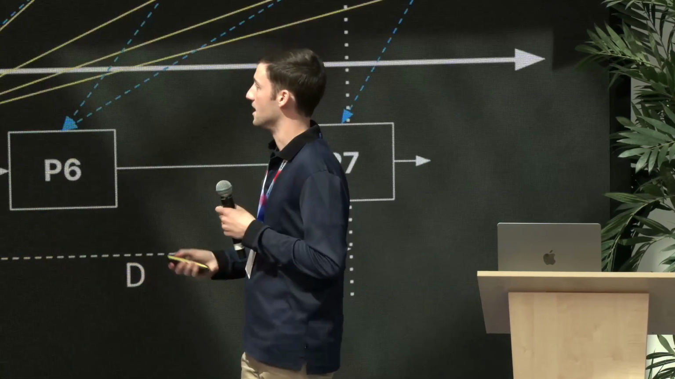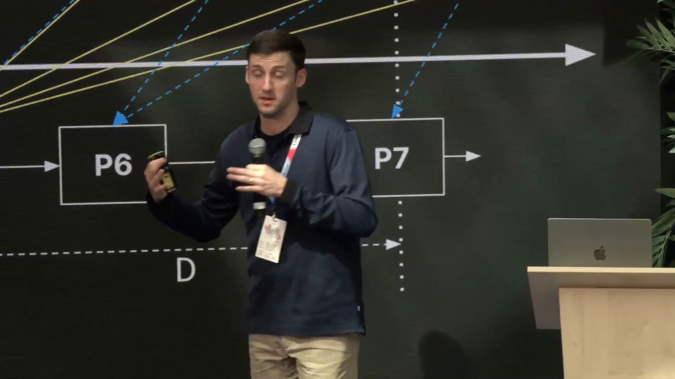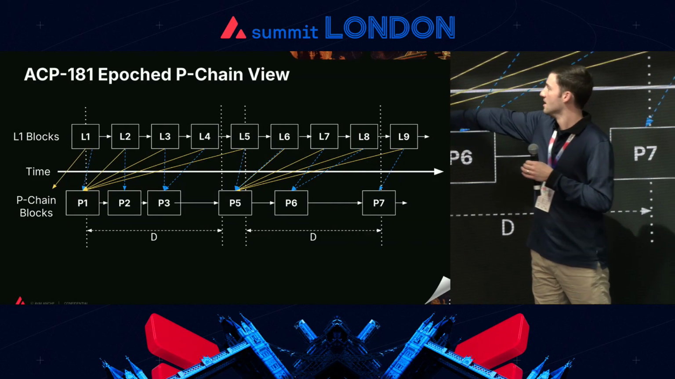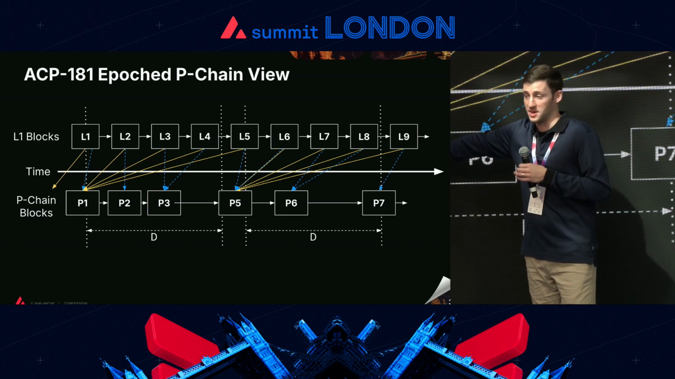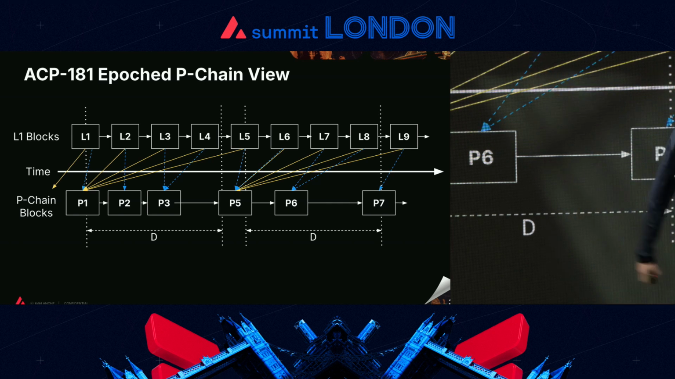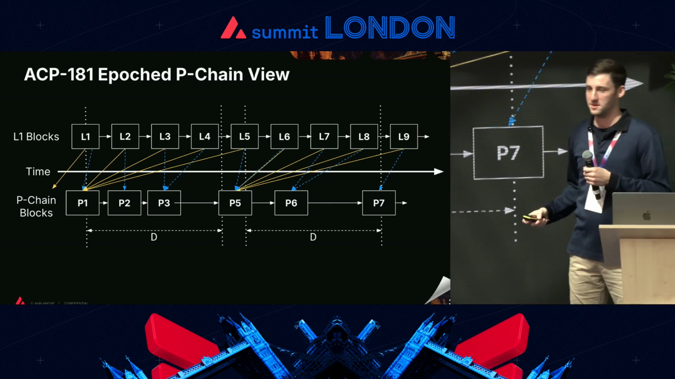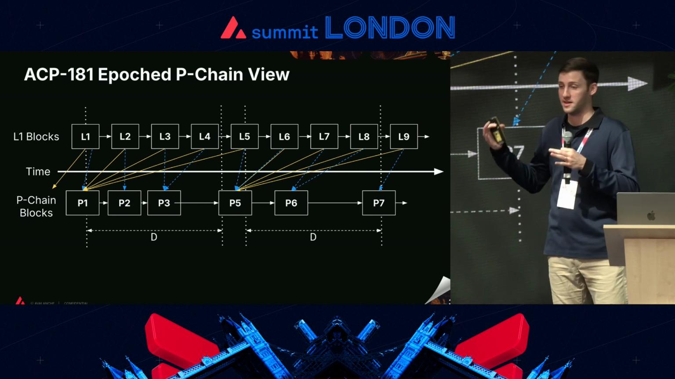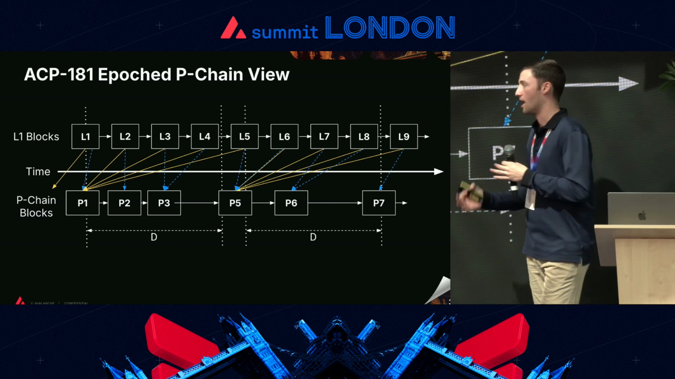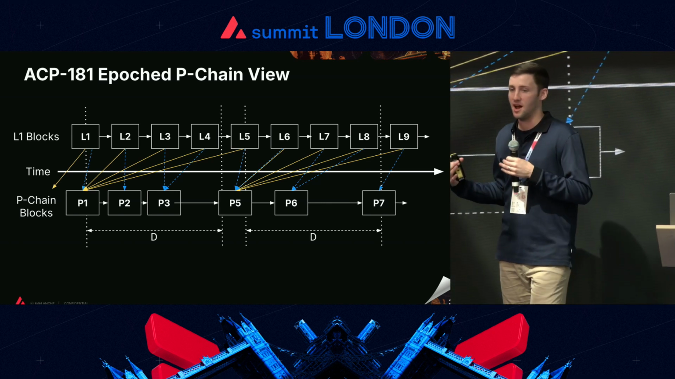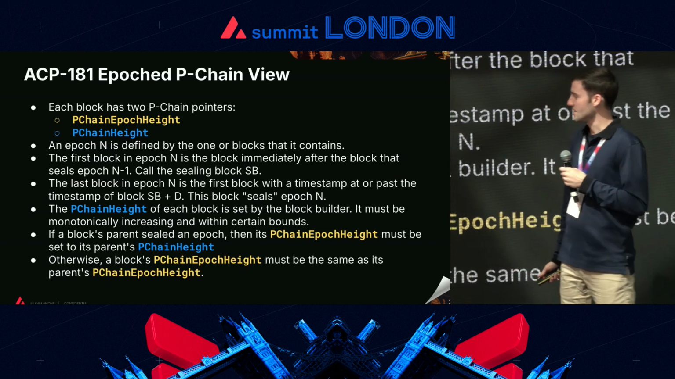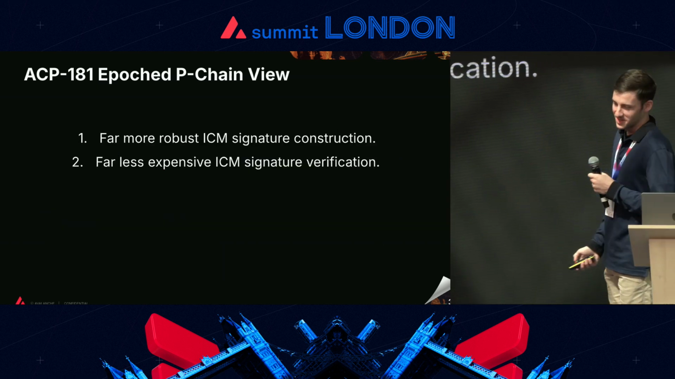And two, it is far less expensive to actually validate the ICM signature. And that's because when you see a sealing block, when the verifying VM receives the sealing block, it can prefetch the validator sets at p-chain height P5 and already have them in memory by the time block L6 comes around, rather than needing to do an on-demand lookup of, okay, I'm validating this new block, it's using a new p-chain height, and now I need to go fetch the validator set from that height. We have prefetched the blocks into memory and don't need to worry about any expensive disk lookups. So that's ACP 181 in a nutshell.